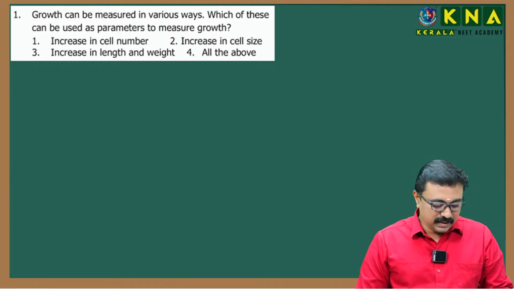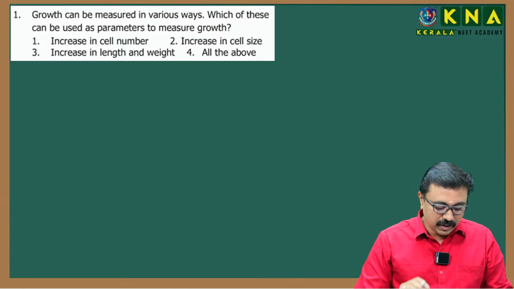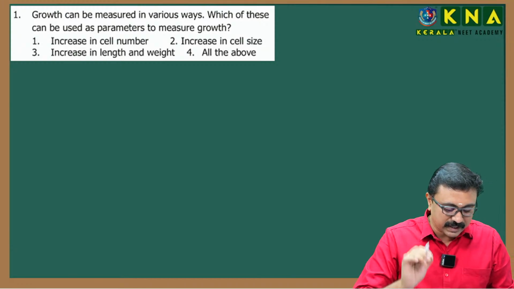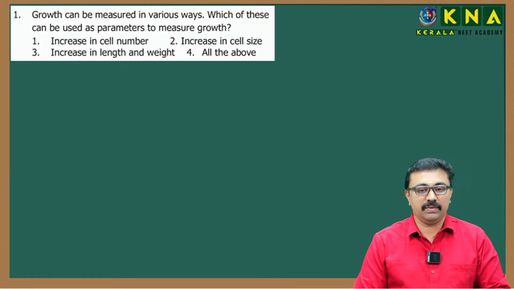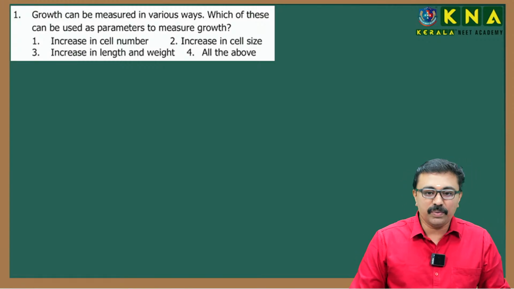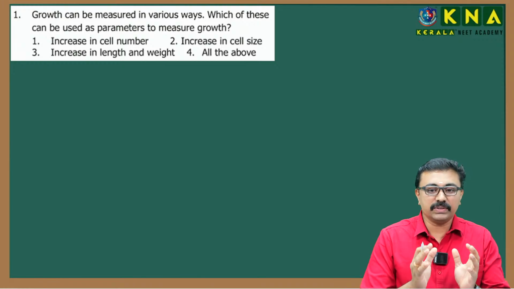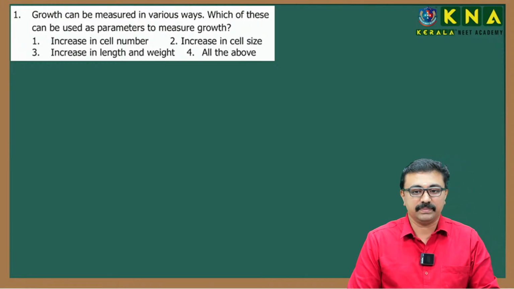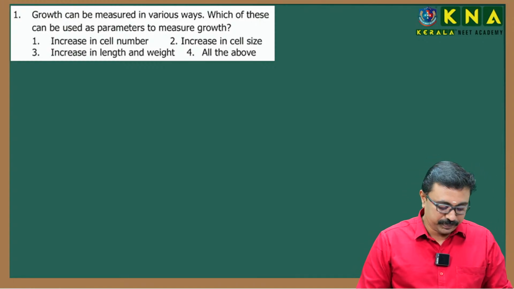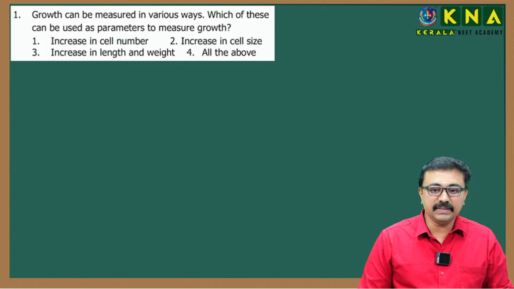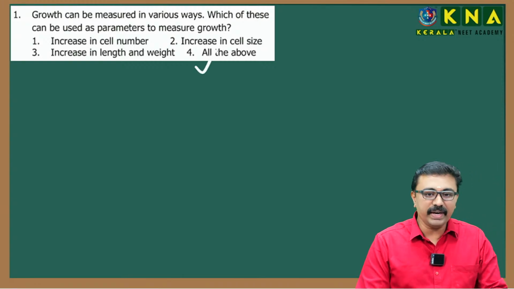Here you can see the first question: growth can be measured in various ways. Which of these can be used as a parameter to measure growth? So this is the first question we are going to discuss. Can you answer the question? The related topic is growth in plant growth and development. The right answer is option 4, all the above. Why is it all the above?